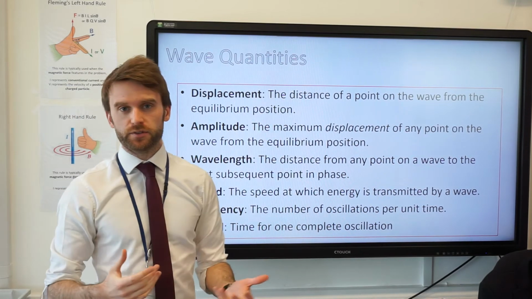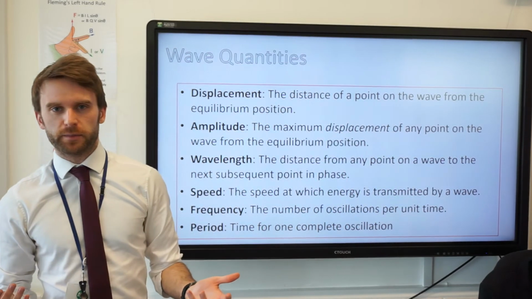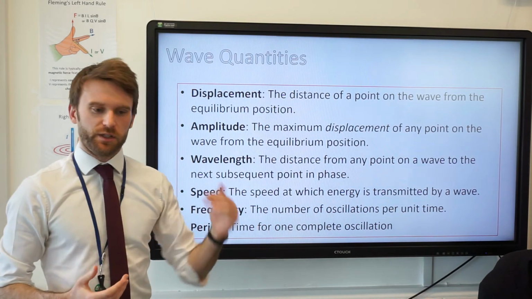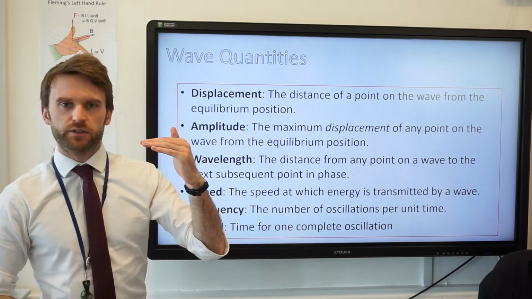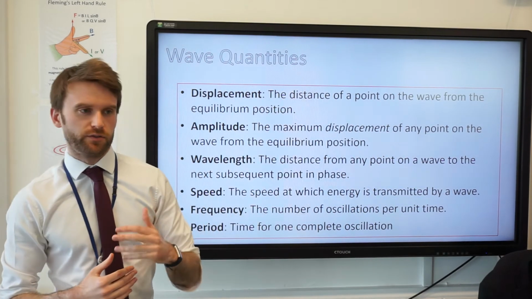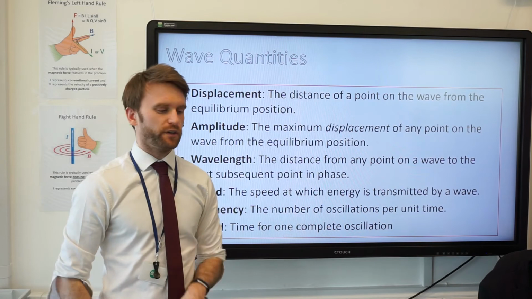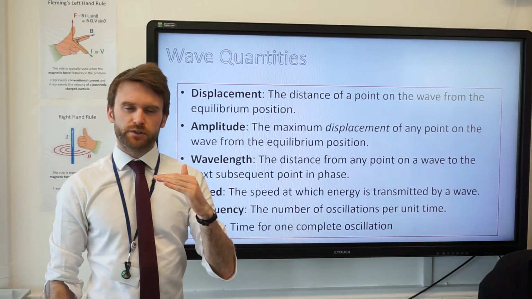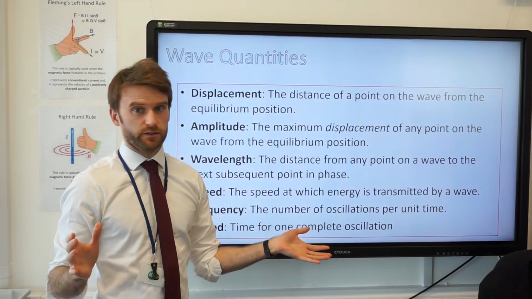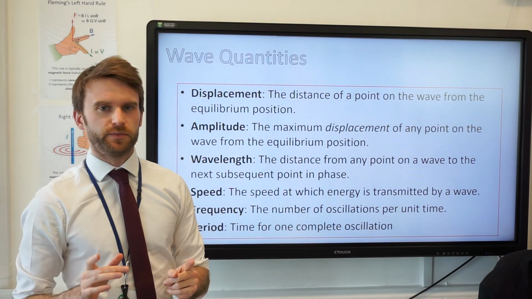So your amplitude might be 0.5 of a meter, but your displacement might be 0.25. That means you're halfway up towards the amplitude. We can have a negative displacement as well if we're below the equilibrium position. So if your displacement was minus 0.25, you would be a quarter way to the amplitude but below the equilibrium position. You'll get used to it, it's not a big deal. It's phase difference that we're going to talk about.